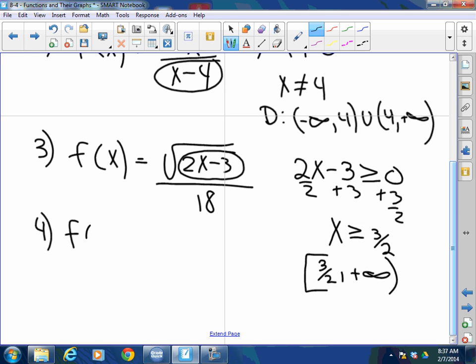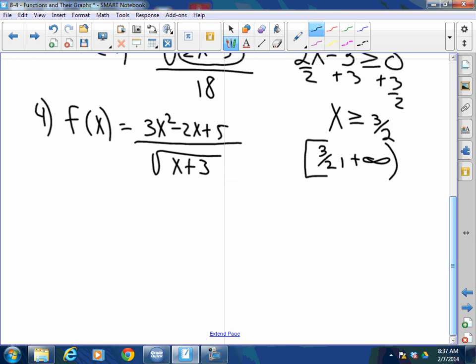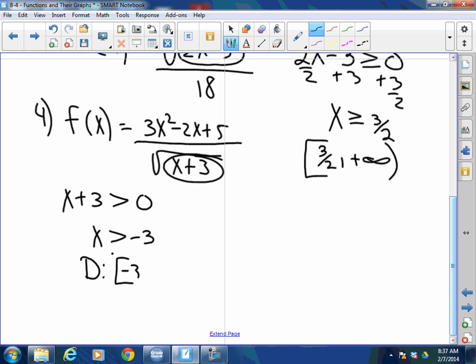Find the domain of this one. What do I do there? That's right. This is my restriction. So I have a square root in the denominator, so I must set x plus 3 greater than 0. So x must be greater than negative 3. My domain, bracket, negative 3 to positive infinity.